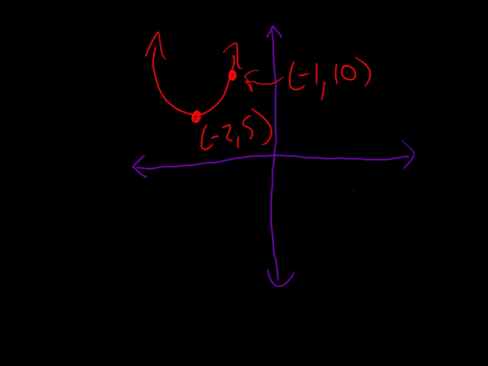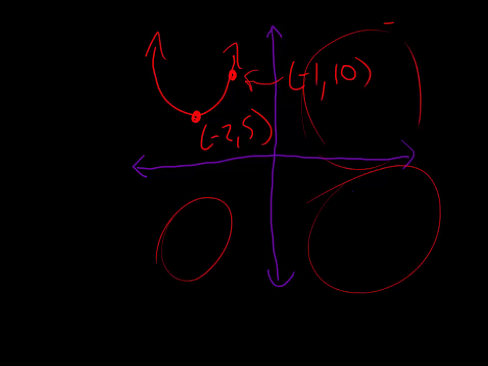How do I know if it's right? Is your graph in the right quadrant? Is it over here? If your graph was over here, I would have known it was wrong. If it was down here, I would have known it was wrong.